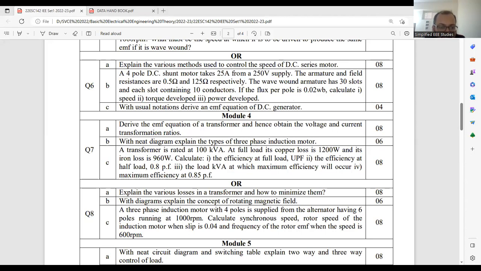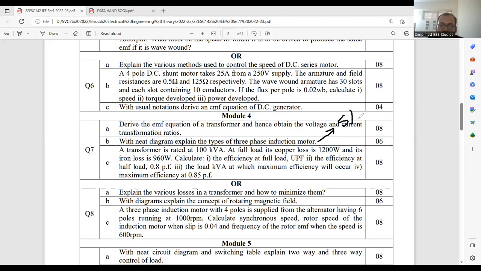Now, explain the types of three-phase induction motor. This is a question from induction motor. I think the question has come from another module. No issue. So there are two types of induction motor.